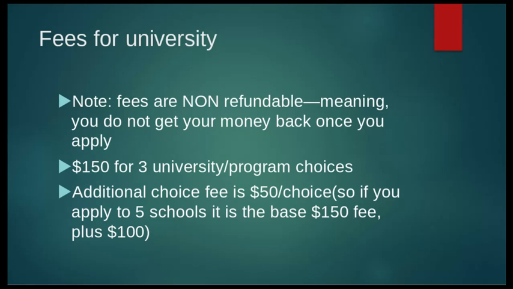Fees for university. Note, fees are non-refundable, which means you do not get your money back once you apply. The cost is $150 for 3 university or program choices. Any additional choice is a fee of $50. So if you apply to 5 schools, you pay the base $150 fee plus 50 plus 50 is 100. So you pay an additional $100 for the 2 extra schools.